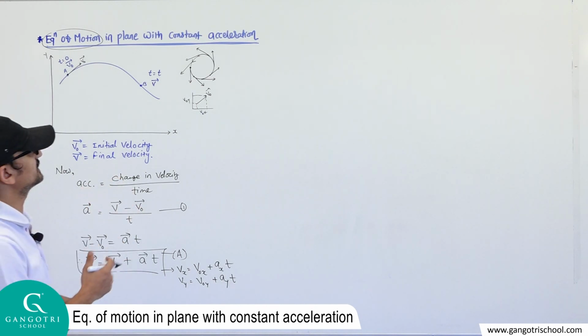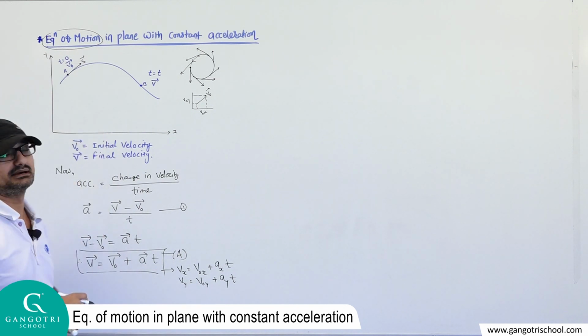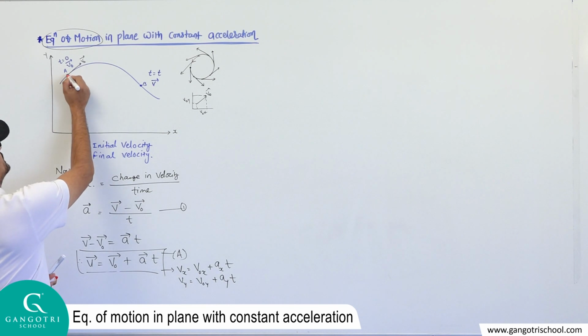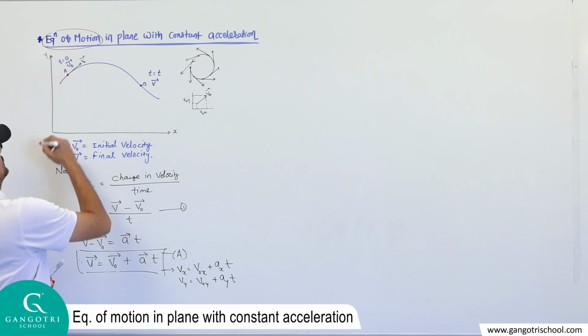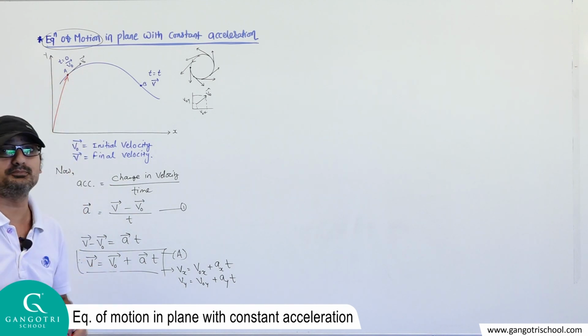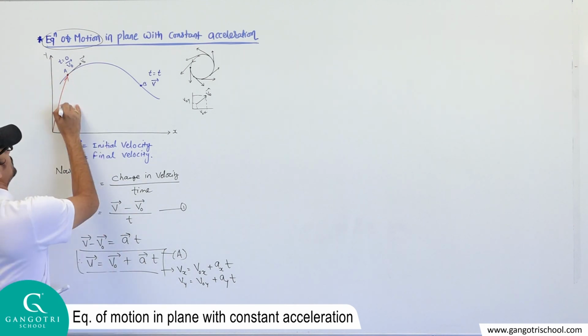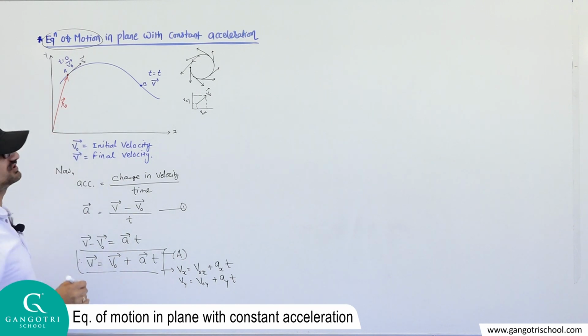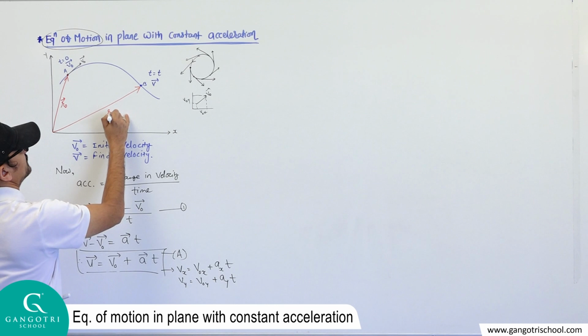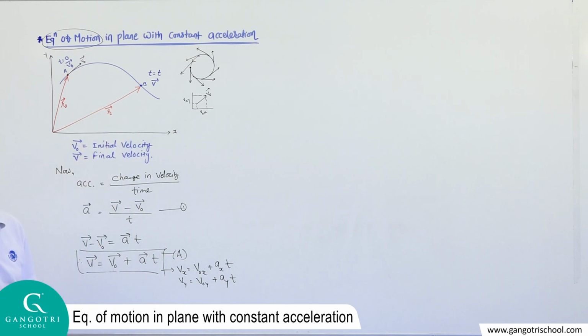Okay, let's derive another one. Again come to the diagram. Now initially the particle, the object, is at point A. With respect to the origin, this is the initial position vector. Let's call it r0. r0 is the initial position vector. This is also a position vector. Let's call it r, the final position vector.